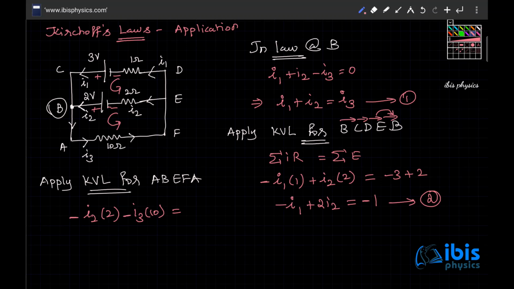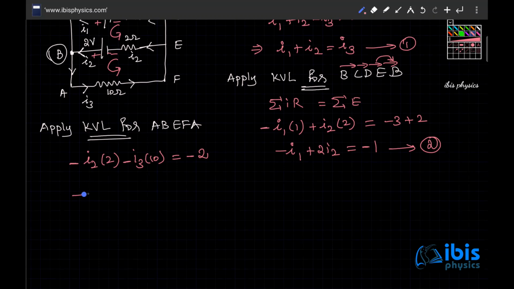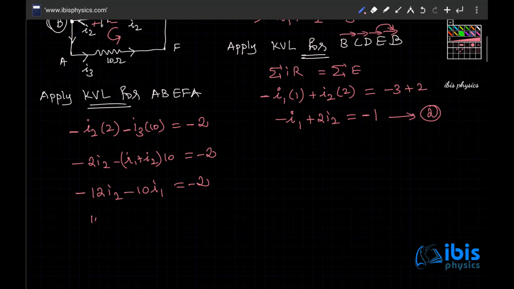Then EMF. A to B, nothing. B to E, plus to minus, so it is minus 2. You can rearrange. So it is minus 2 I2 minus I3, which is actually I1 plus I2 from the first relation, into 10, equal to minus 2. So it is minus 12 I2 minus 10 I1 equal to minus 2. Let us change the relation: 10 I1 plus 12 I2 equal to 2.